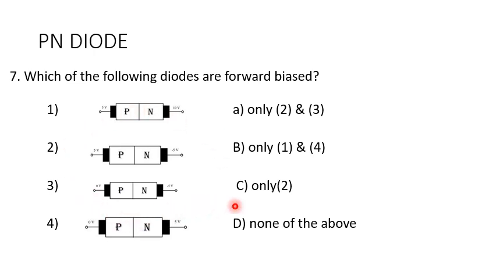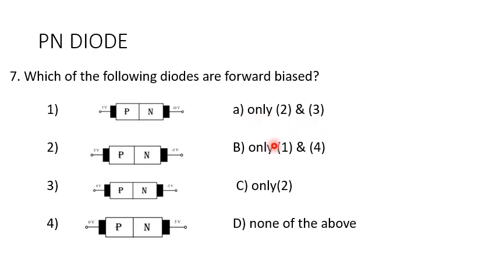If you guessed only 2, that is the wrong option. The options given are only 2 and 3, or only 1 and 4. See, 1 is ruled out and 4 is also ruled out. We know very well that 2 is perfectly forward biased, P is plus 5 volt and N is minus 5 volt. So option 2 is there, but we have to see whether it is only 2 or 2 with 3. Here I am taking option A, which is only 2 and 3.